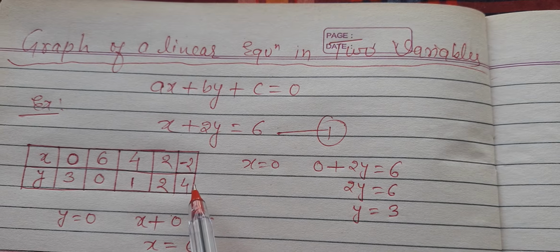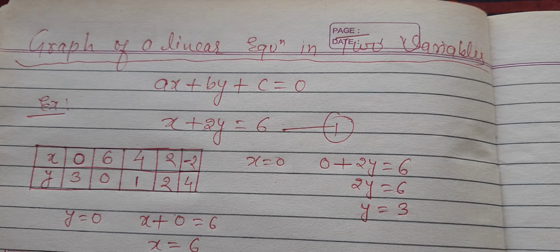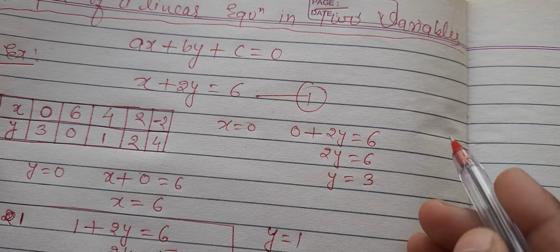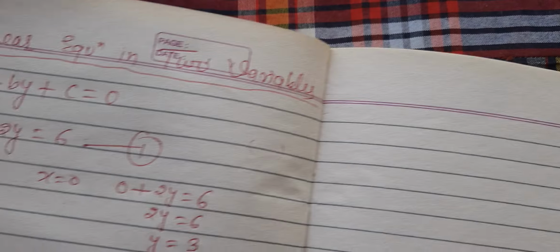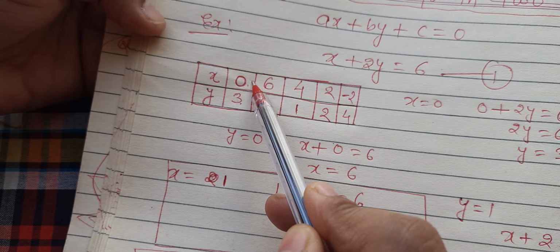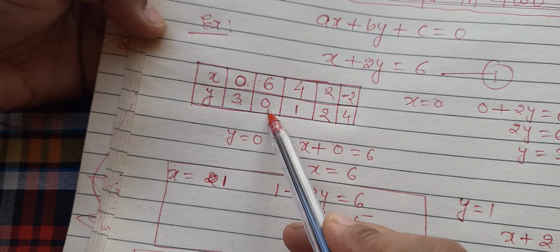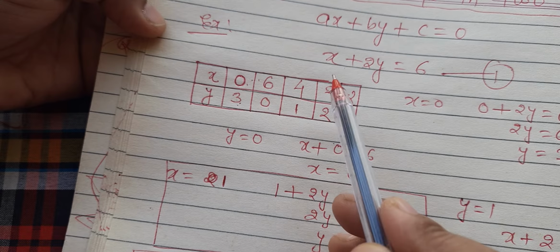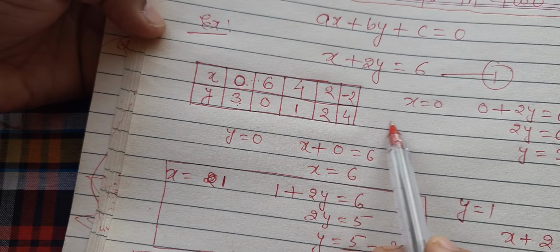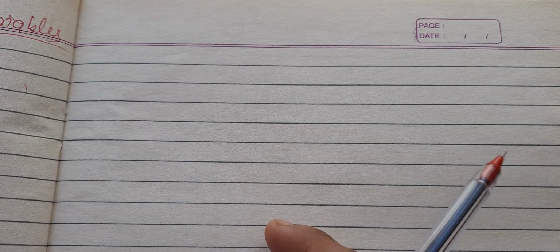Now in the previous exercise we have seen how to write a solution in a solution set, means in this form, in a bracket. So here the solution set or the points are 0, 3. First value will always be the value of x. 0, 3 will be the first point. 6, 0, 4, 1, 2, 2, minus 2, 4, and so on. There are infinitely many values. So now we are going to plot all the points on a graph.